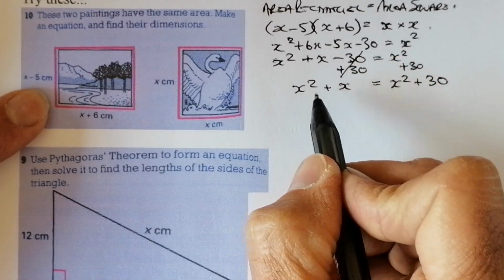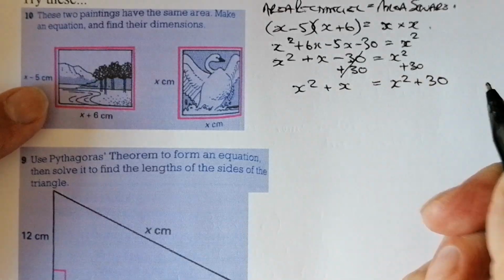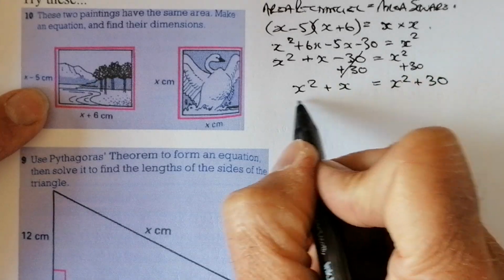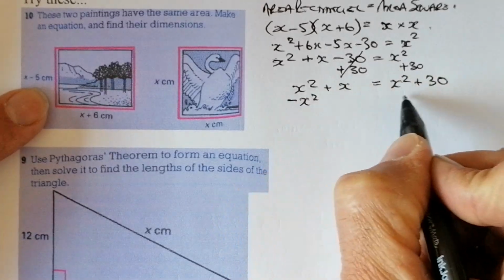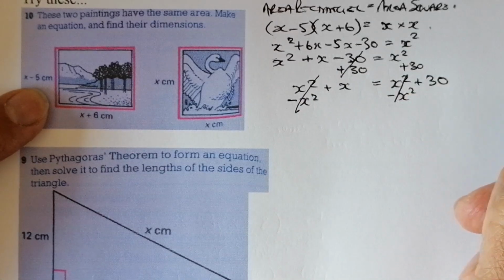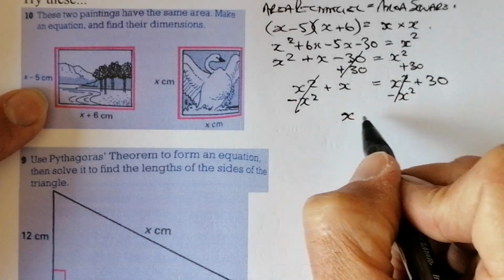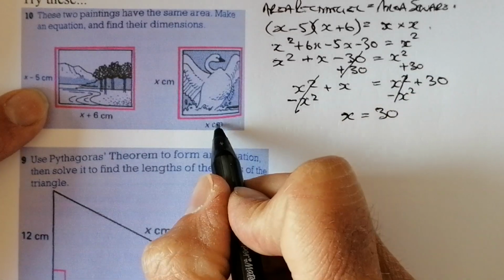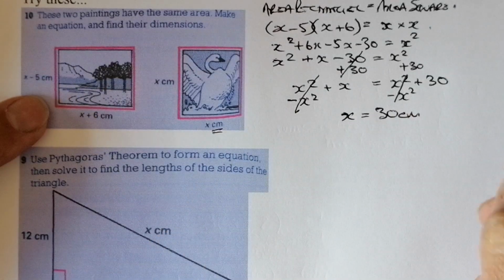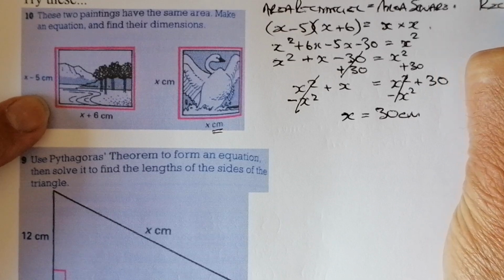Now I don't want x squared on this side here. Okay, I don't want it anywhere basically, but I've got x squared that side and that side. I'm going to eliminate them by subtracting x squared from there and subtracting x squared from there. So they just get eliminated, which is perfect. And that leaves me with my answer. So x is equal to 30. We're working in centimetres, so that would be 30 centimetres. So again, the rectangle.